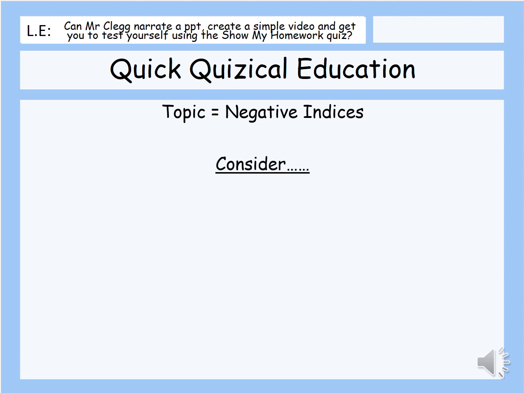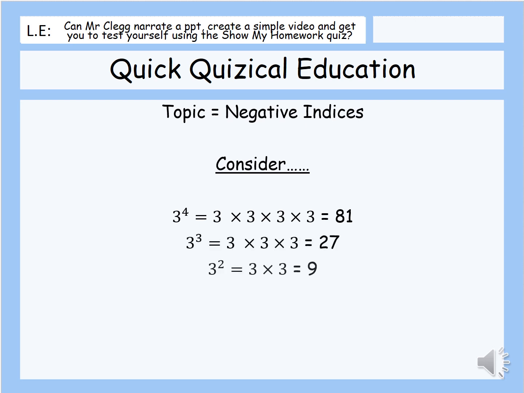Here we go then. The first thing to consider is this. If we understand how powers work, so for example that 3 to the power of 4 means 3 times 3 times 3 times 3, which gives you 81. You can check that if you don't believe me. And we also understand that 3 to the power of 3 is just 3 times 3 times 3, 27. And that 3 to the power of 2, or 3 squared, is 3 times 3, which is 9.